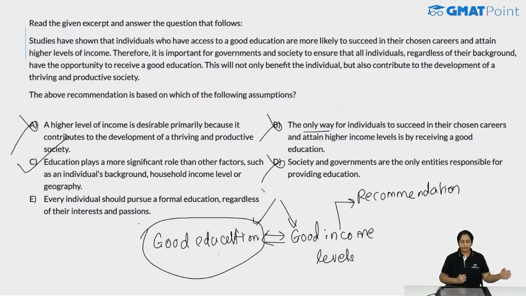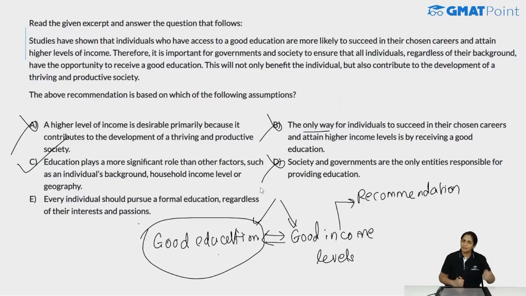Every individual should pursue a formal education regardless of their interests and passions. Now, if this is not true, for example, if I invalidate it, that every individual need not pursue a formal education. Suppose there are some people who are interested in business or arts, where a formal education is not needed. Now, that does not invalidate the case that I'm making for the vast majority of the population. For a vast majority of the population, it is important for them to have a formal education, so that formal education, good education, will lead to good income levels.